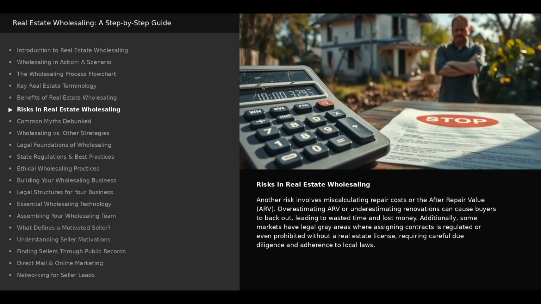Another risk involves miscalculating repair costs, or the after-repair value, ARV. Overestimating ARV or underestimating renovations can cause buyers to back out, leading to wasted time and lost money. Additionally, some markets have legal gray areas where assigning contracts is regulated or even prohibited without a real estate license, requiring careful due diligence and adherence to local laws.